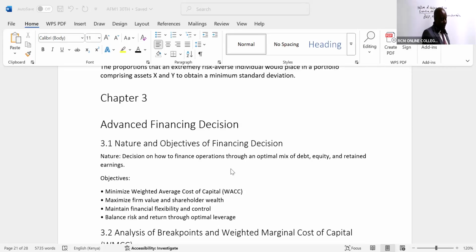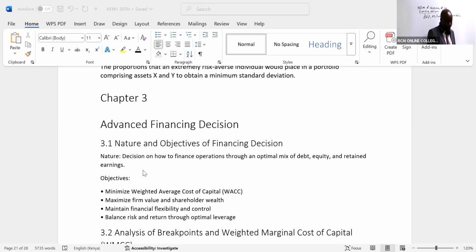Here you see retained earnings is part of what here? Equity. Objectives. The main objective, of course, is to minimize WACC. You'll be asked this in your exams. The main objective of studying this topic is to enable us understand how we can help organizations minimize WACC. So what does WACC stand for? Weighted average cost of capital, yes. In brackets, weighted average cost of capital.